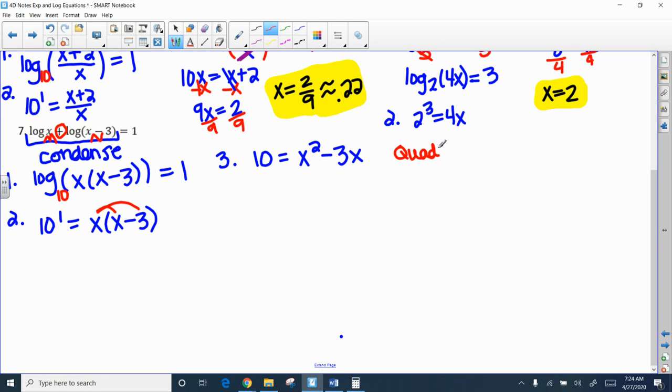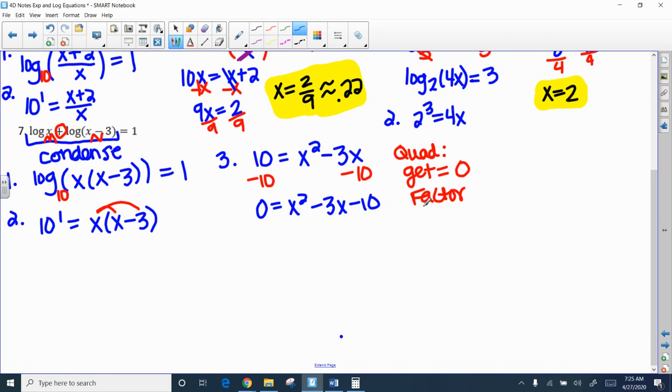So our go-to method for solving quadratics is to try to factor. But before we try to factor or use the quadratic formula, hopefully not, but hopefully factor, we have to get one side equal to 0. And that's true anytime we're solving a quadratic. So I'm going to subtract 10 from both sides to get one side equal to 0. And then I'll have 0 equals x squared minus 3x minus 10.